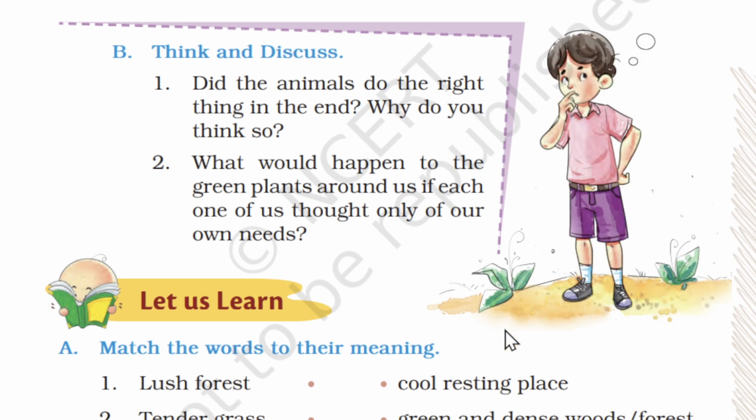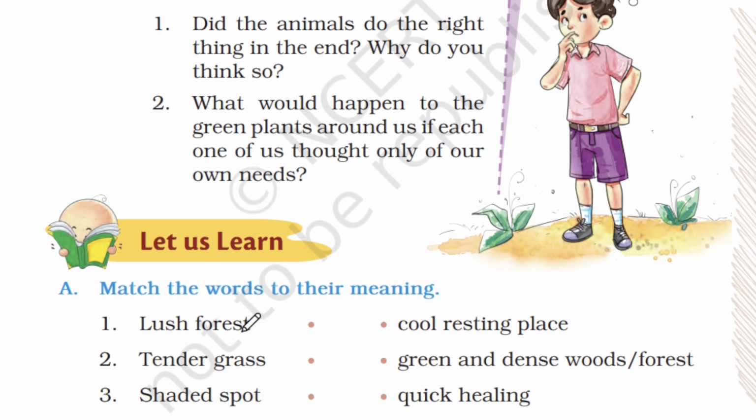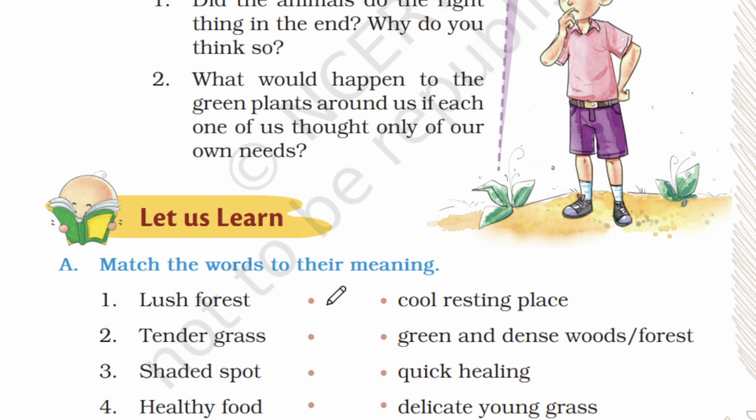Okay, next we have match the following. So we will do the match the following. Match the following to their meaning. First we have lush forest. So what is the meaning of lush forest? I already told you that lush means a very green, thick forest. Tender grass. Tender grass means baby grass, the young ones.